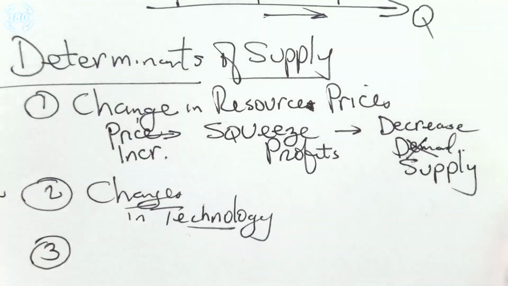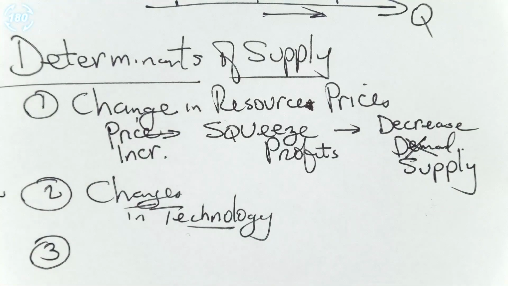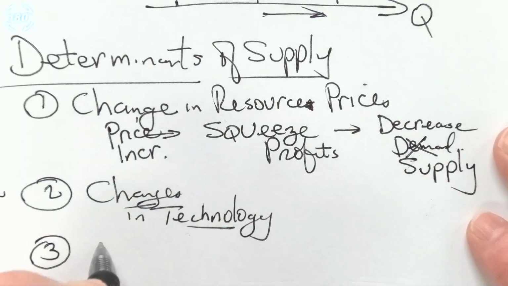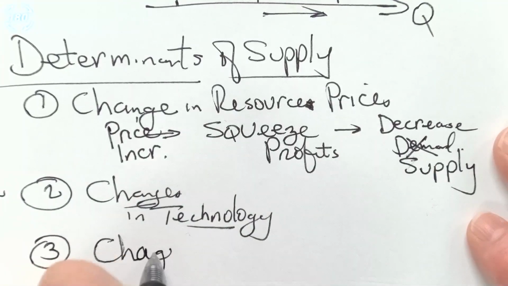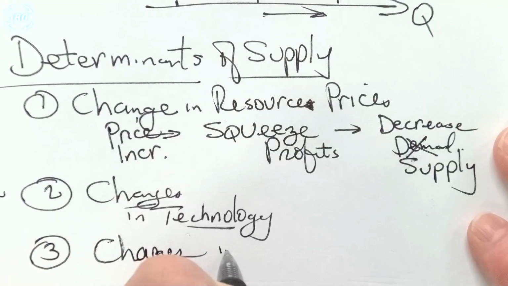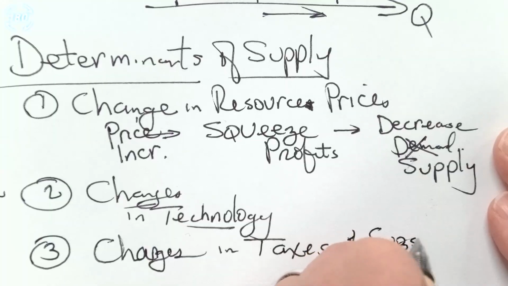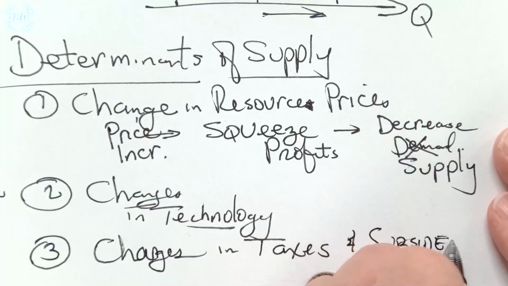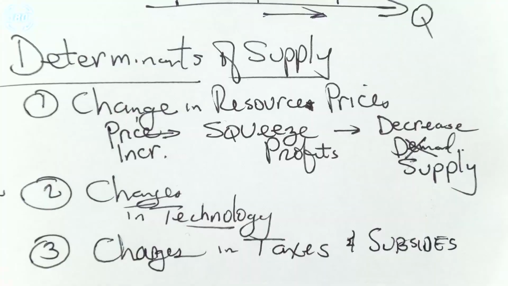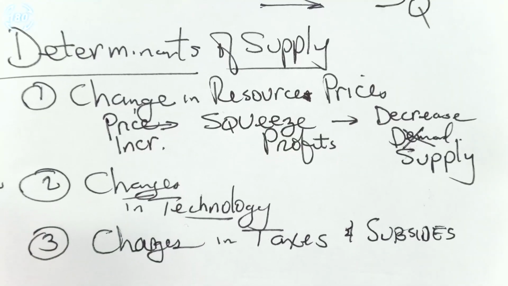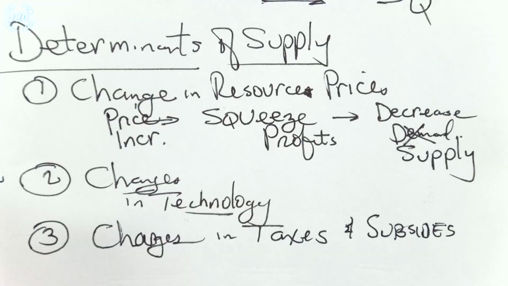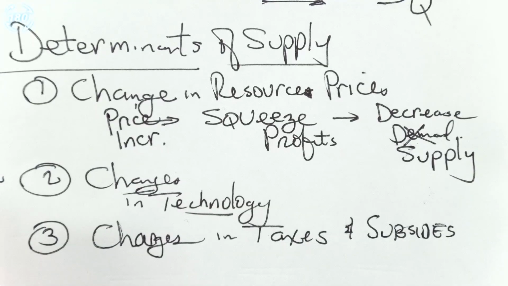So changes in technology. There's lots of examples we could cite from history. Changes in taxes and subsidies. So we raise the excise tax on cigarettes, say, reduces the supply of cigarettes. That's the example in your book. The federal government loves to slap taxes on tobacco goods and alcoholic goods.